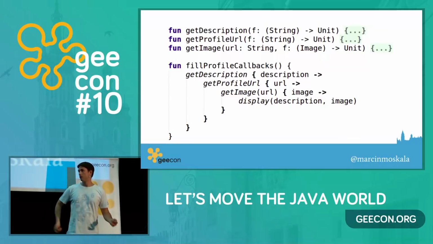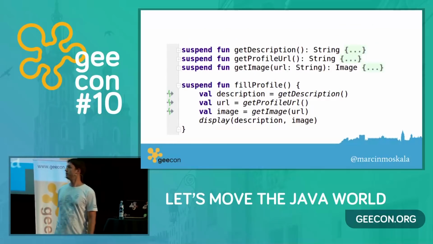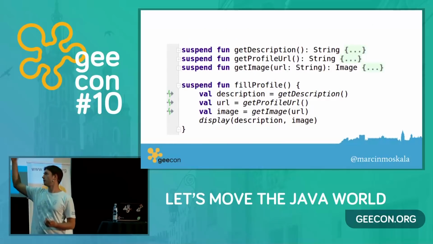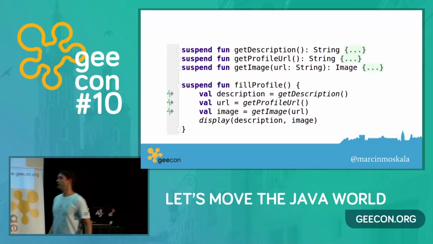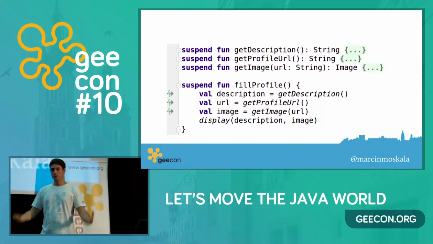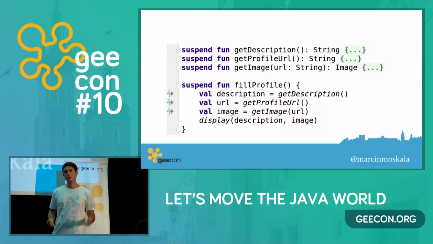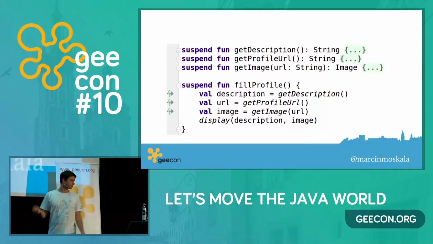The direct equivalent in coroutines is the following. It does exactly the same. It stops in every function. Once it's done, it goes into the next function. The same as callbacks, but flat, cleaner, simpler.